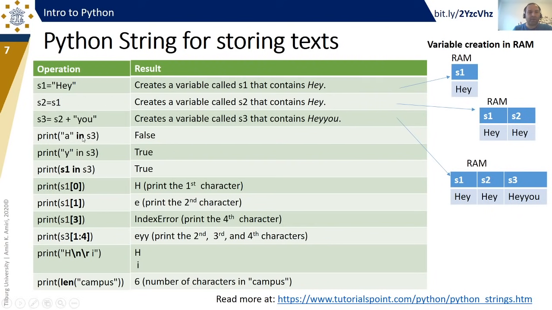We have another operator for strings: in. It checks whether a character or a string is inside another string. So, for example, here you see that A is not in S1. In S1, you don't see any A, but you see Y in S1, so it returns true.